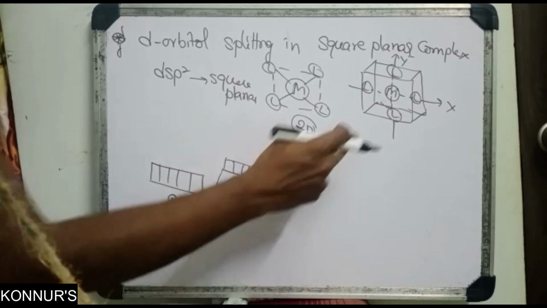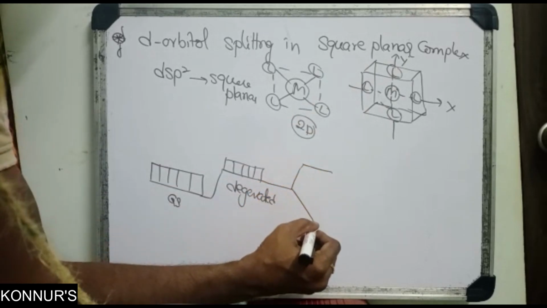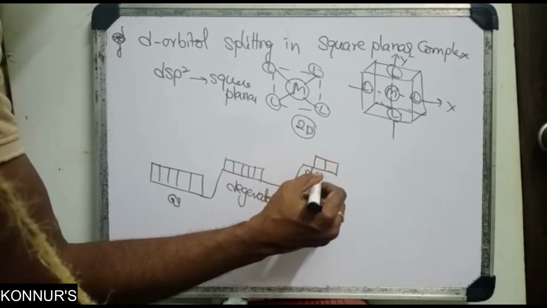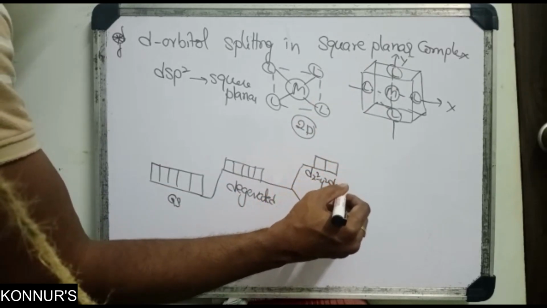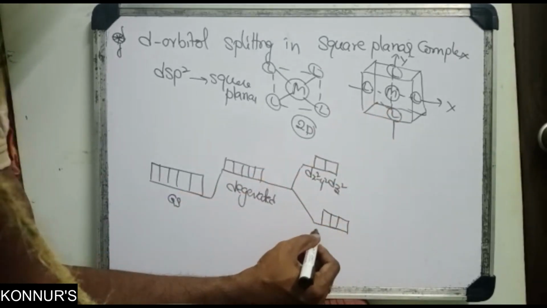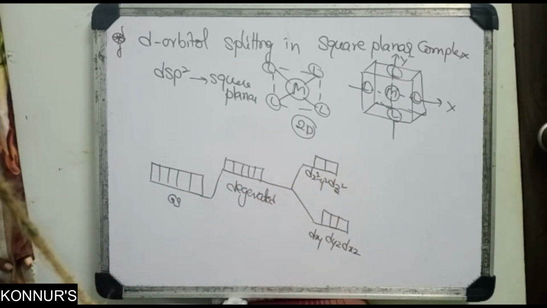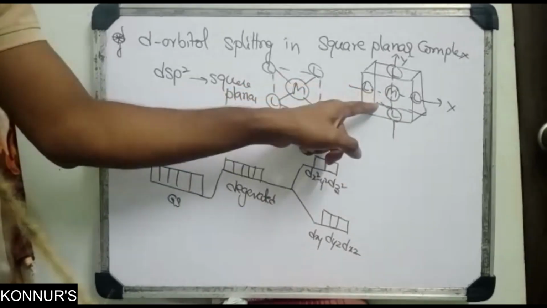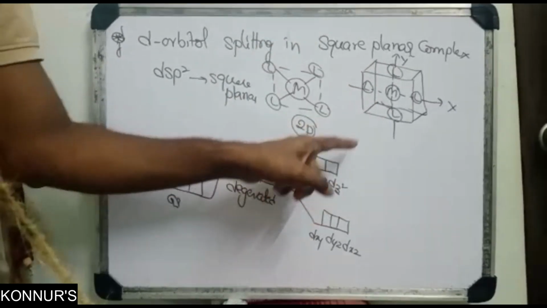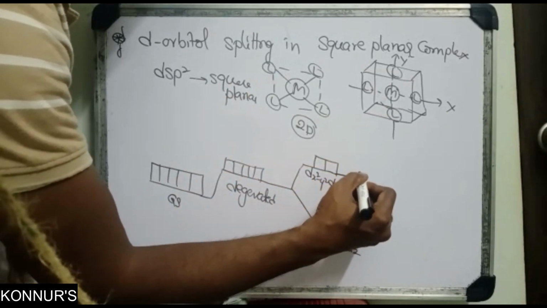Next, the ligands are coming on the axis. So who are present on the axis? That is eg: dx square minus y square, dz square. Next, who are present in between the axes? dxy, dyz, dxz. Next, for the z orbital, the z-axis ligands are absent. So the total repulsion depends on the x and y axis only. That's why there is further splitting.